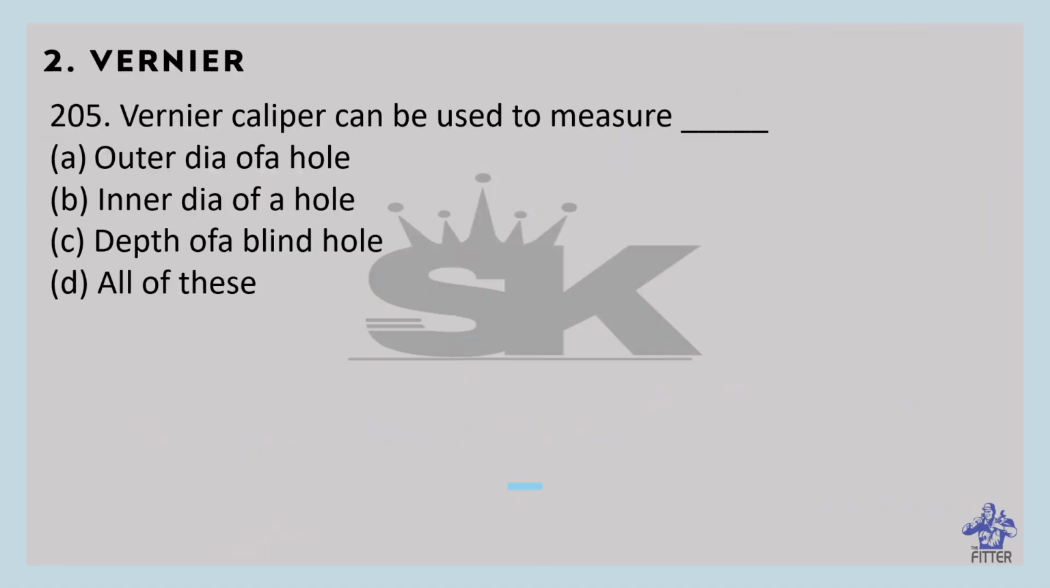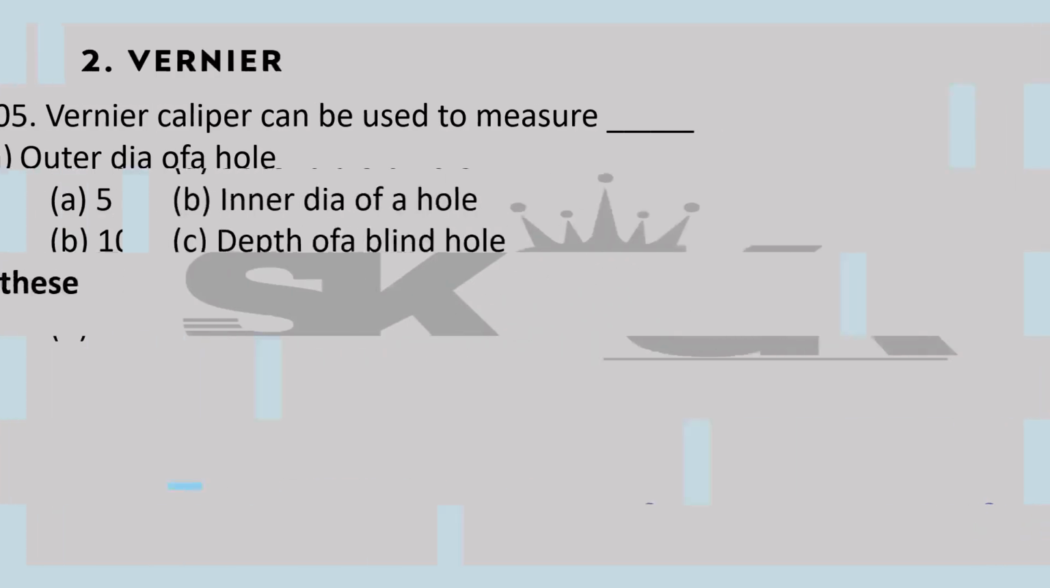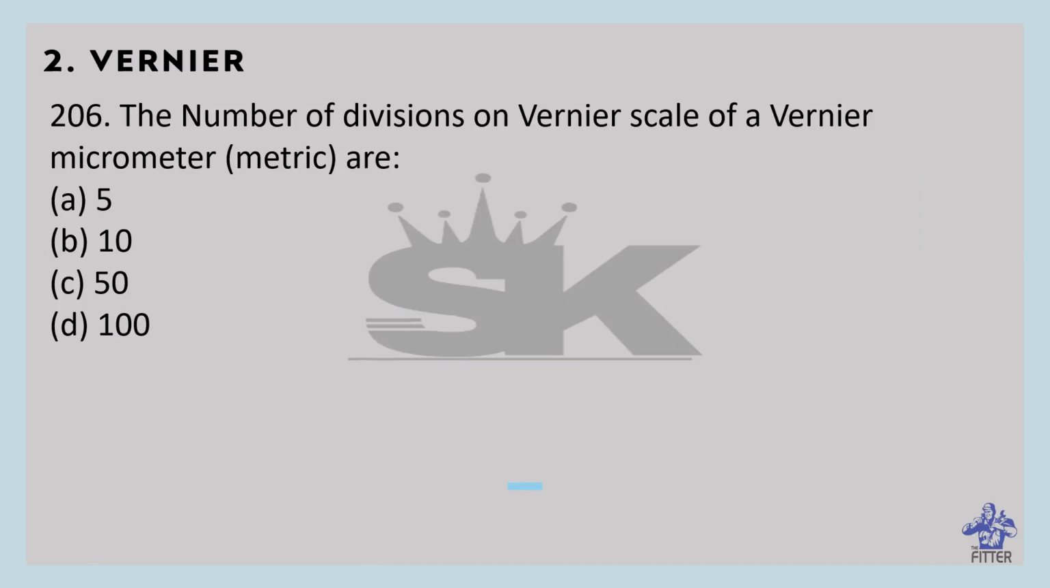A vernier caliper can be used to measure outer diameter of a hole, inner diameter of a hole, and depth of a blind hole. So all of the above, option D. The number of divisions on the vernier scale of a vernier micrometer is 10. Okay, 10 divisions.